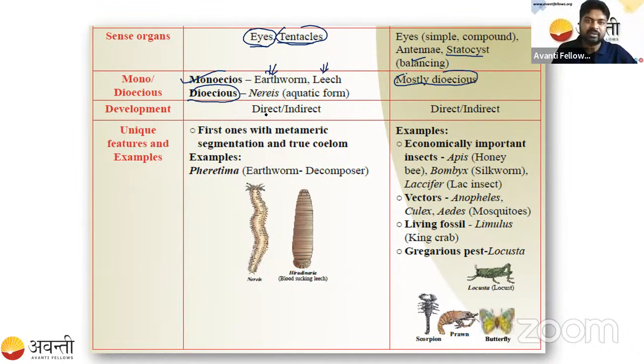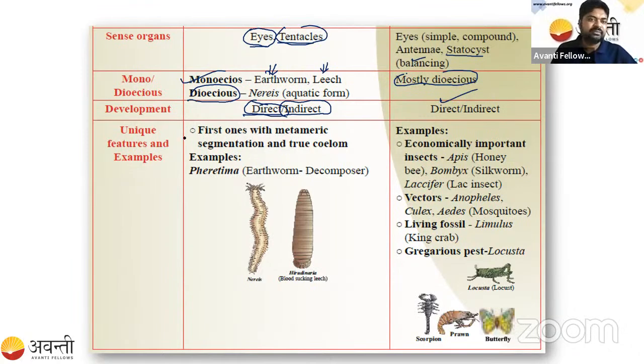Next one is the development. Again, this is direct and indirect development. In the case of indirect, you already know there is a larva and adult stage. In the case of direct, they give direct birth to the organism or their child, and they have no larva stage. That thing is known as direct.